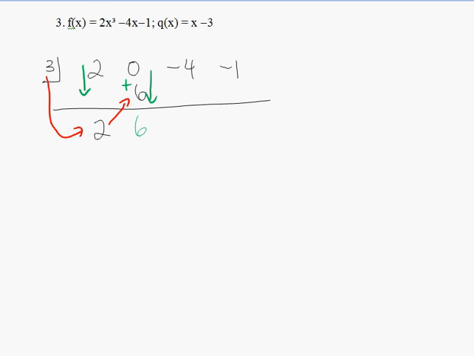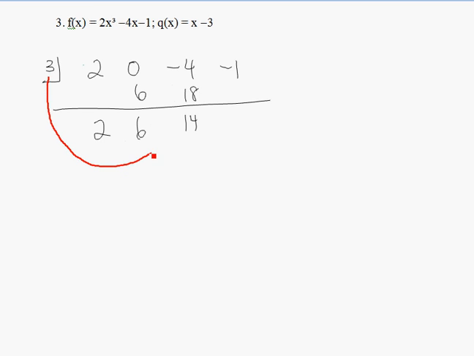Oops, I didn't want that to be green. I then take the 3, multiply it by the 6, write the result right there. That gives me 18. I combine these and write the result below it. I get 14.